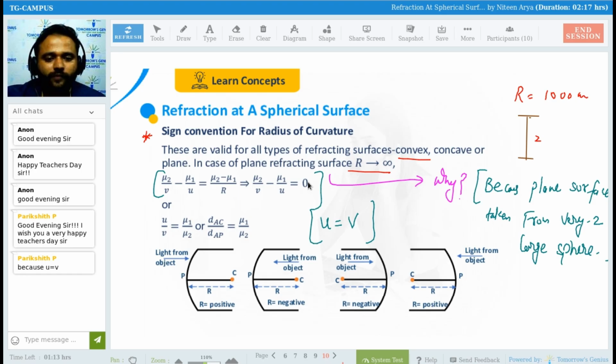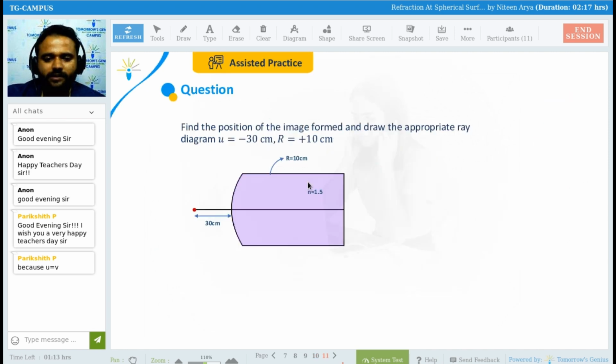Now, u upon v equals u1 by u2, because in a plane mirror both the media are going to be equal, or DAC upon DAP. Here you need to write it down, DAC DAP, that is u1 by u2. Okay, that is light from the object from the left hand side and light of the object from the right hand side. So combining this R1 R1, we can make a lens.